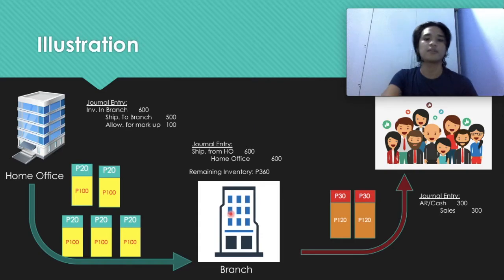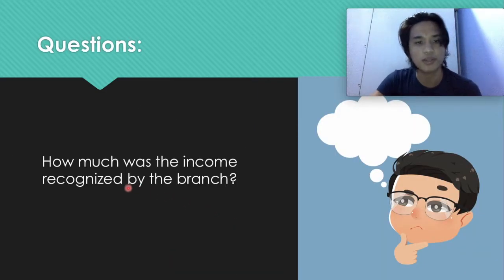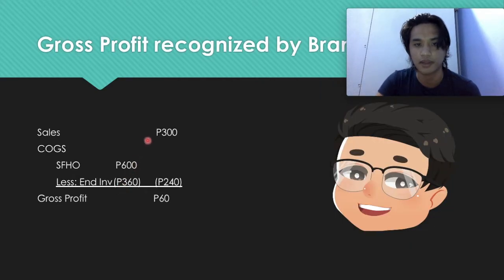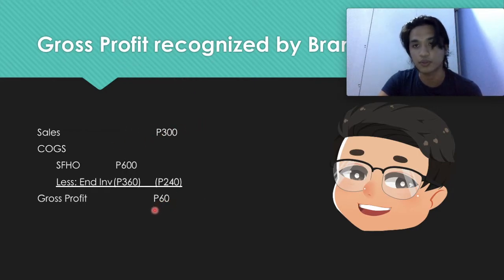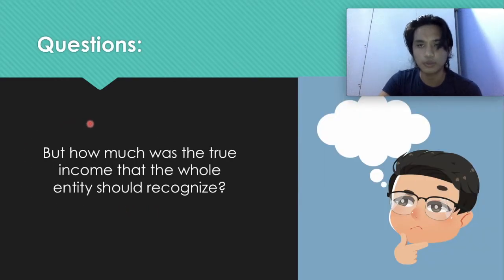So first, let's answer the question: how much was the income recognized by the branch? As we remember, the branch had sales of 300, there were shipments of 600, the ending inventory was 360, so you have a cost of goods sold of 240. Sales minus cost of goods sold, you have a gross profit of 60. But is that the true income of the branch?